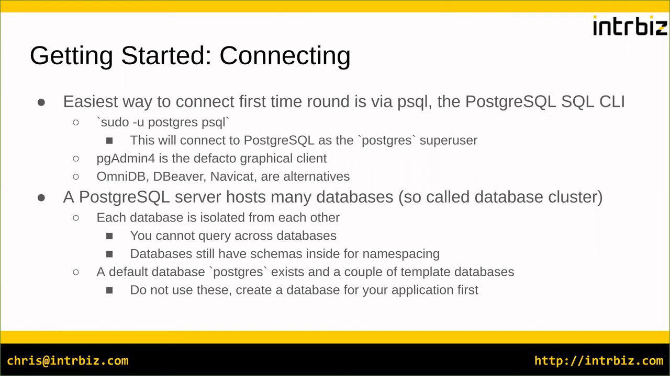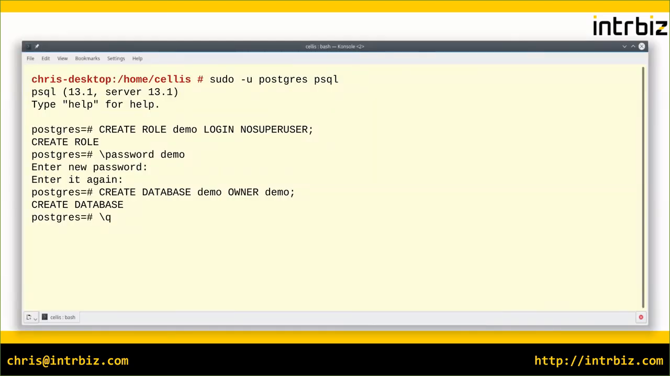If you come from the MySQL world, what MySQL calls a database is more of what is normally called a schema. You can still do schemas inside Postgres databases, and they're used for namespacing different entities and objects inside your database, if you so wish. And when we first connect, we will find that there's a default database called postgres that exists. There's also another couple of small databases called templates, which are used when you create a new database. However, you really shouldn't use any of these three databases. And the first thing we should do is create a user and a database.